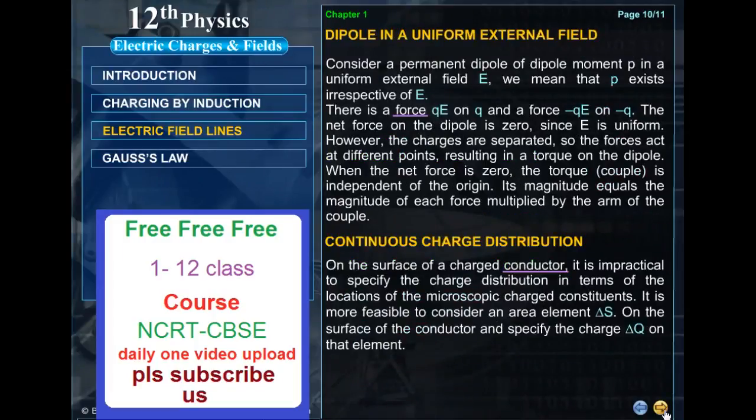Dipole in a uniform external field. Consider a permanent dipole of dipole moment P in a uniform external field E. We mean that P exists irrespective of E. There is a force qE on q and a force minus qE on minus q. The net force on the dipole is 0.